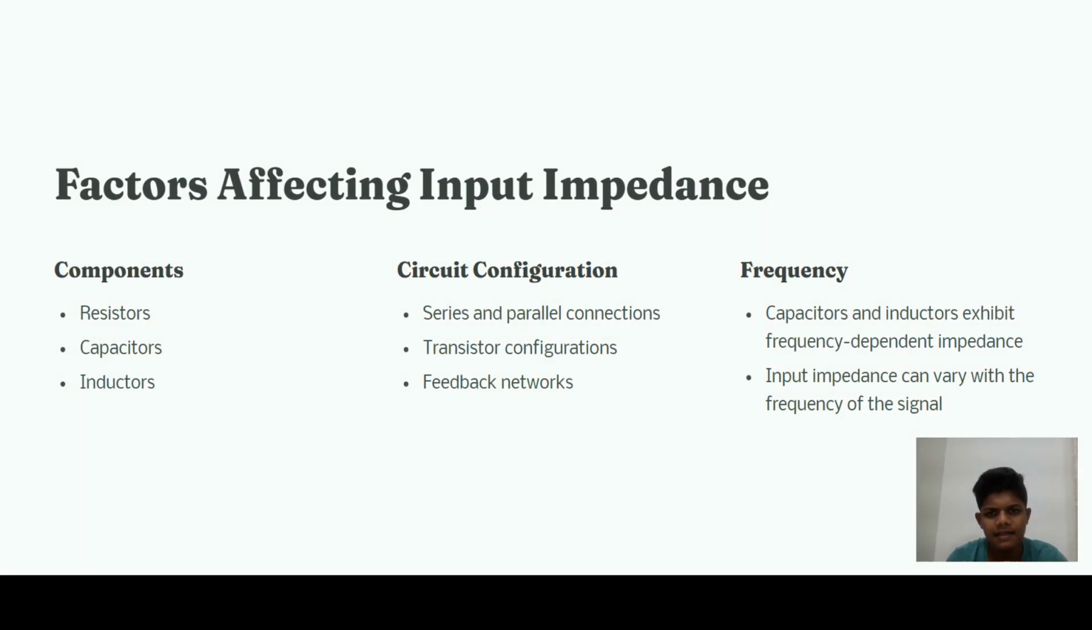Factors affecting the input impedance. Components. Resistors affect the input impedance, capacitors affect the input impedance, and also inductors affect the input impedance. Circuit configuration. Series and parallel connections also affect the input impedance. Transistor configurations. Feedback networks. Frequency. Capacitors and inductors exhibit a frequency-dependent impedance. Input impedance can vary with the frequency of the signal.